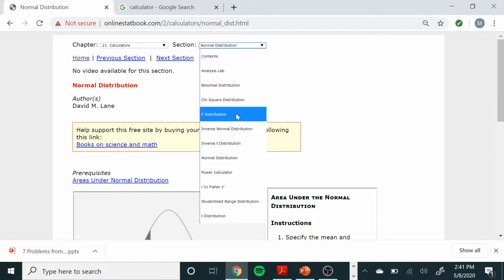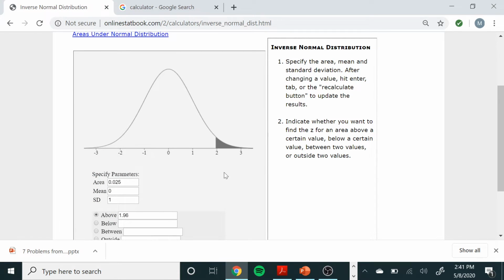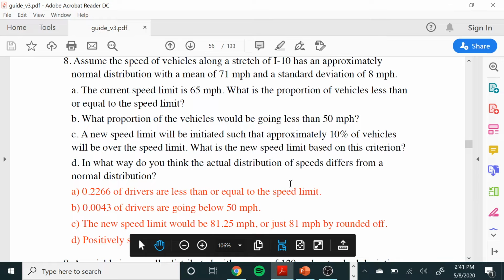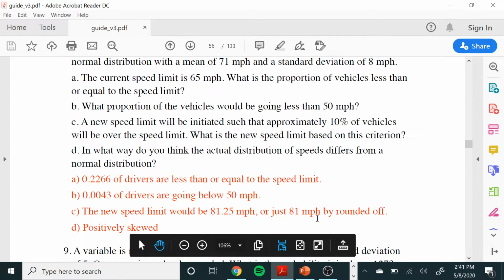All right, so we'll go to the inverse normal distribution. Again, let's model it. So we're interested in 10%. All right, 0.1 there. We have the mean of 71, right? And standard deviation of 8. So that's what people are actually doing. All right. There's the 10% cutoff. Okay, so the answer would be 81.252. Now, obviously you wouldn't put all that on a speed limit sign, but we'd need the speed limit sign to say 81. Let's see what Lane put over here. Yeah, okay, well, he even did that, or if you round it off.